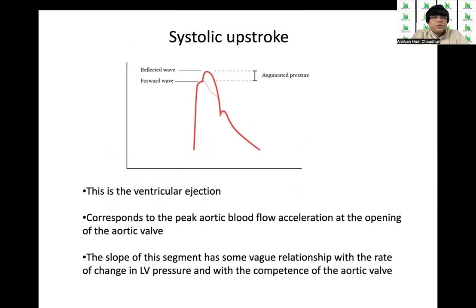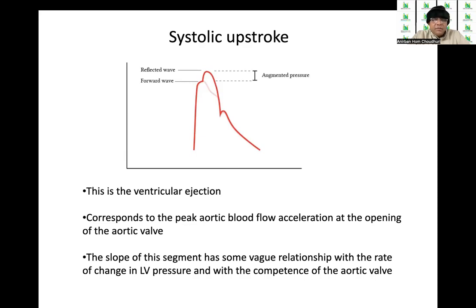Now, in the systolic upstroke, if you can see, there is a slight bulge toward the peak. That is the reflected wave, and the one below it is the forward wave, and the difference between the two is the augmented pressure. So this systolic upstroke represents the ventricular ejection, and it corresponds to the peak aortic blood flow acceleration at the opening of the aortic valve.